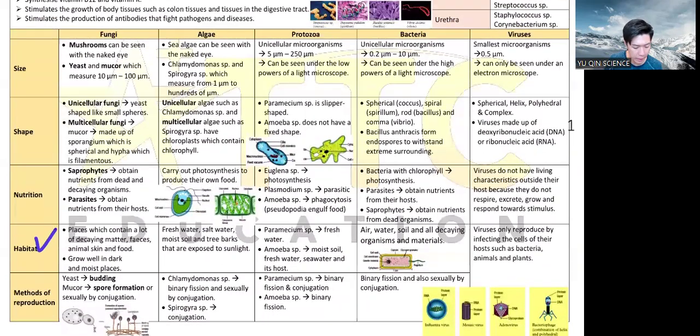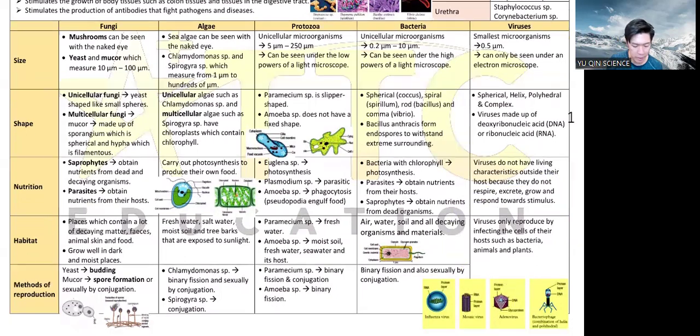Habitat. Fungi like to live in dark and damp places. There's water and it's in the dark. They like it a lot. Algae likes to be in sunlight because they need to carry out photosynthesis. Protozoa stays in water. They are like the fish category, in their own world. Bacteria lives everywhere, like name it, the air, your table, your fingernail, your book, your handphone, everywhere got bacteria. Viruses live in your and my body.